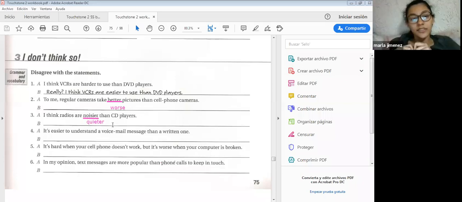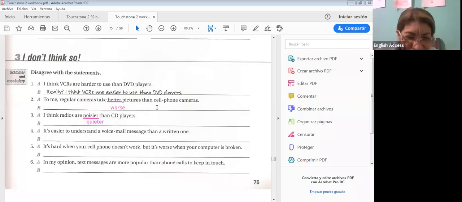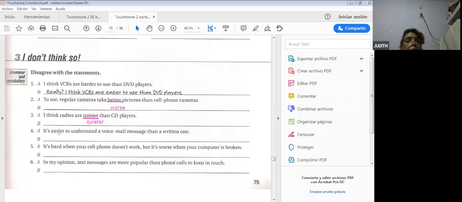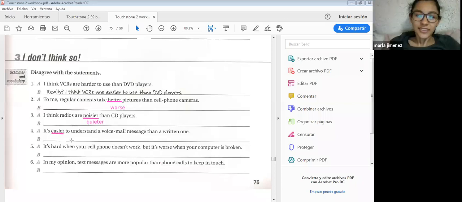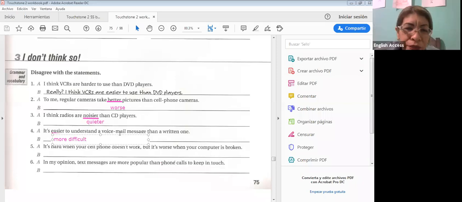It's difficult to understand a voicemail message. See, number 4, it's difficult. Yes? We're going to change difficult. It's more difficult. Okay. Yes, it's more difficult to understand a voicemail message than a written one.